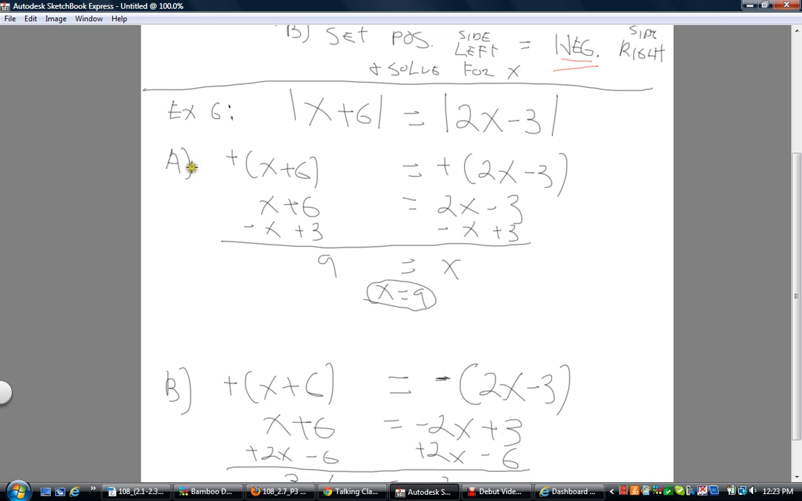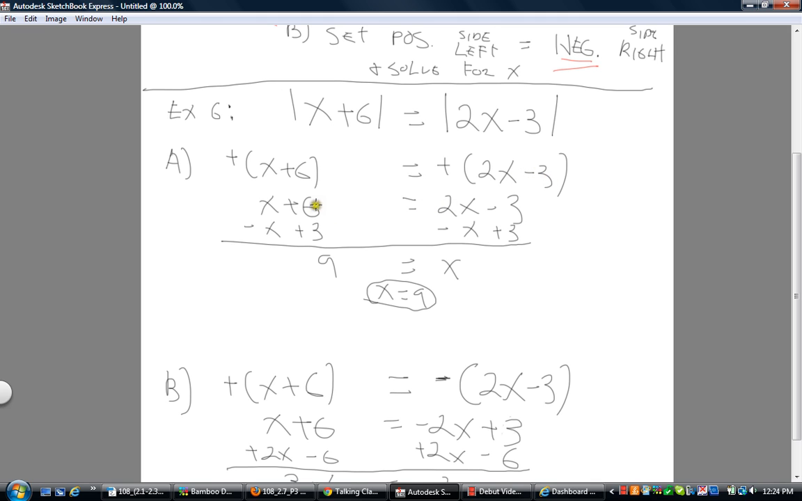Let's look at example 6, and we're going to take the absolute value of x plus 6 equals the absolute value of 2x minus 3. So guess what happens here? Take the left side, keep it positive, and take the right side and make it positive also. So both left side and right side are positive. That's fairly easy to remember. Go ahead and solve for x, and so you get x plus 6 equals 2x minus 3.